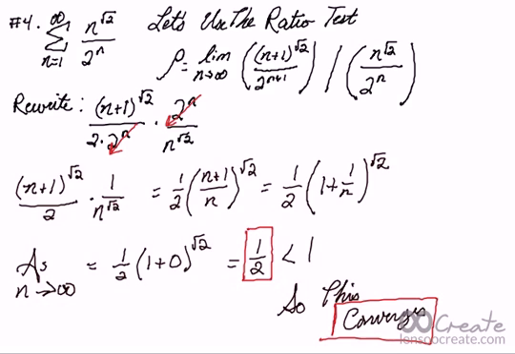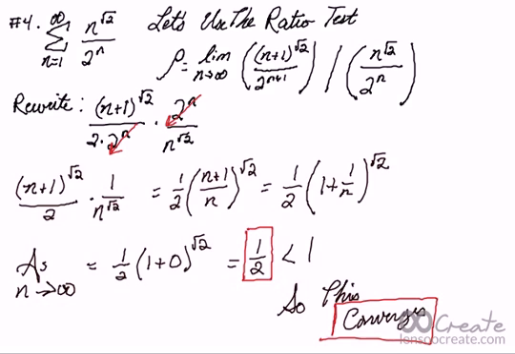So we have the sum from n to infinity of n to the square root of 2 over 2 raised to the nth power. So what I'm going to do first is I'm going to do rho is equal to the limit as n goes to infinity of (n plus 1) to the square root of 2 over 2 to the n plus 1 power divided by n to the square root of 2 over 2 to the n. So this first section is just the n plus 1, and then this is just the original a sub n.